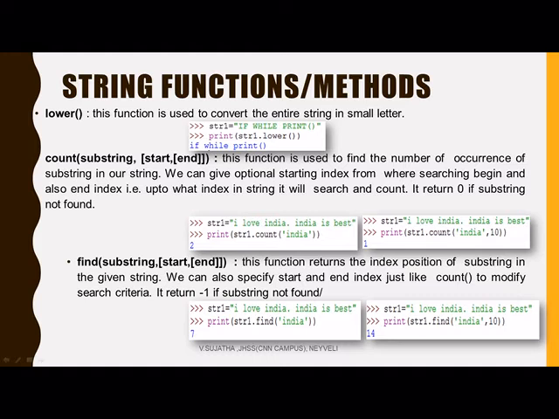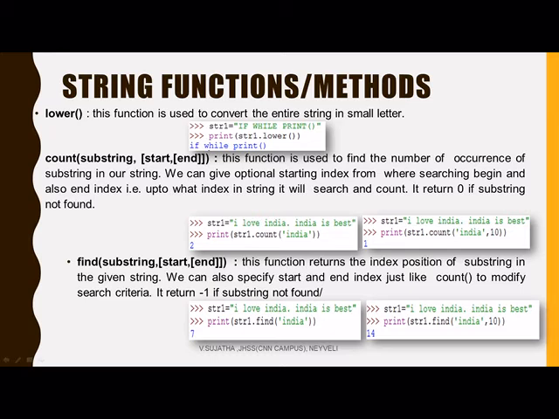Next one is find. Finding the substring, in the same manner. You are going to find out at which index it is. Actually, it returns the index position of the substring in a given string. Here also we can specify the starting index as well as the ending index. See here, the same example I am taking, and I am giving print str1 dot find of India, where we have it in this position.